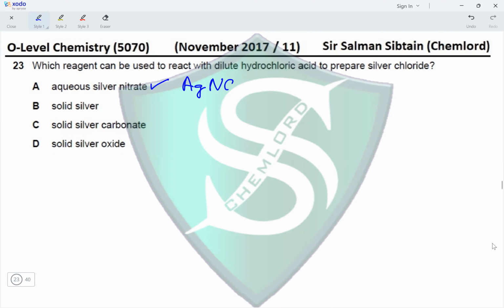We will have AgNO3 reacting with HCl, producing AgCl, which is silver chloride, and HNO3, which is nitric acid. Solid silver will not react with hydrochloric acid because silver is less reactive than hydrogen, so it will not displace hydrogen from hydrogen chloride. Solid silver carbonate. Silver carbonate is an insoluble salt, so it will not react with hydrochloric acid.